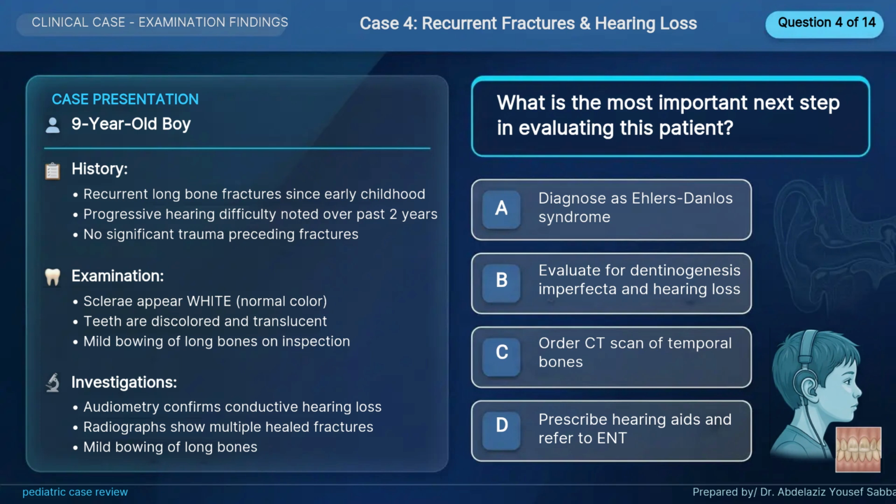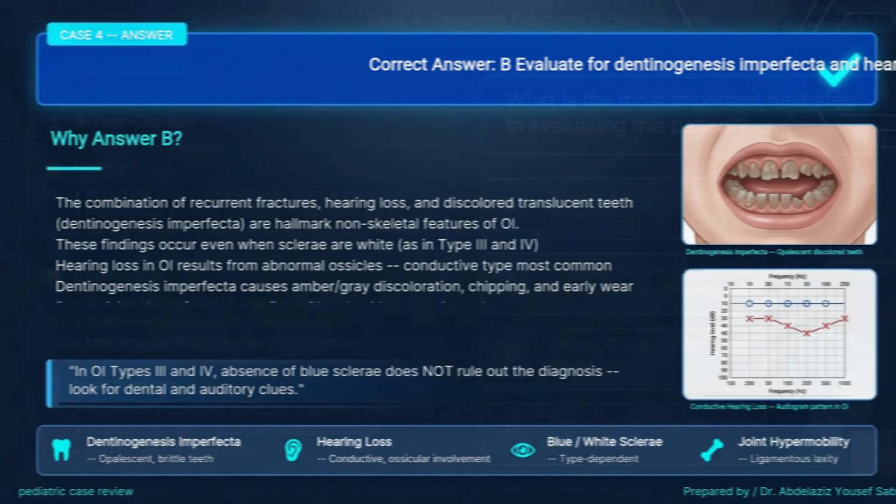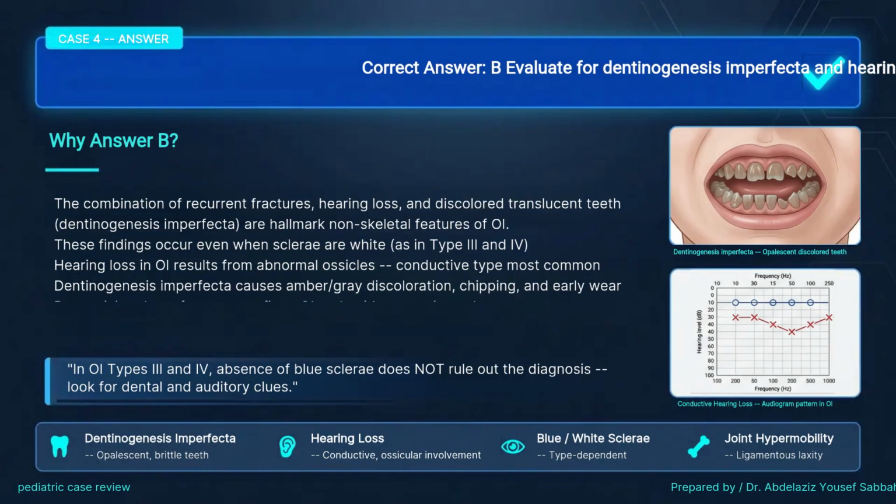Option A, diagnose as Ehlers-Danlos syndrome. Option B, evaluate for dentinogenesis imperfecta and hearing loss. Option C, order a computed tomography scan of temporal bones. Option D, prescribe hearing aids and refer to ear, nose, and throat specialist. The correct answer is option B. Evaluate for dentinogenesis imperfecta and hearing loss. The combination of recurrent fractures, hearing loss, and discolored translucent teeth are hallmark non-skeletal features of osteogenesis imperfecta.